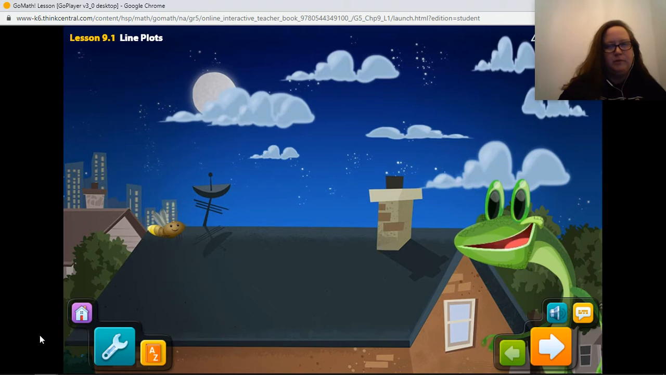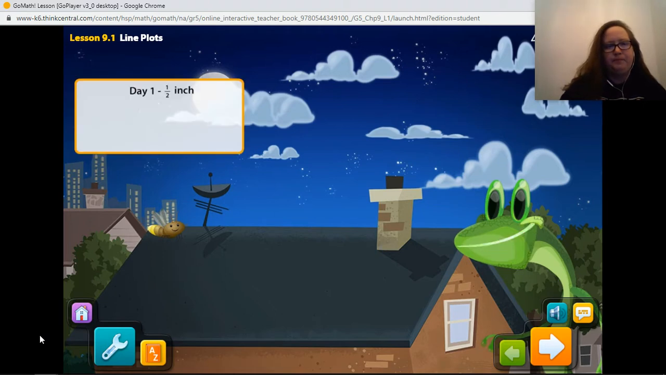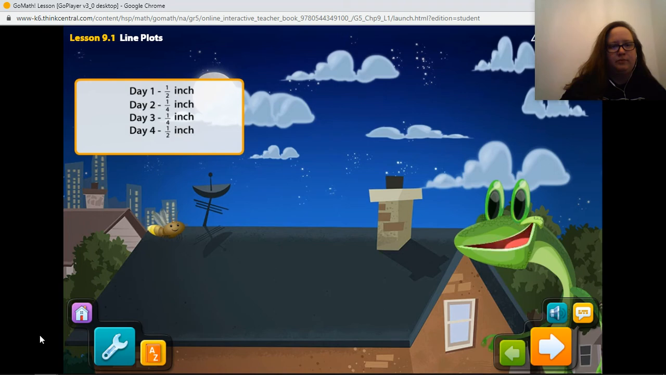It actually rained 1/2 of an inch on day 1, 1/4 of an inch on day 2, 1/4 of an inch on day 3, 1/2 of an inch on day 4, and 1/2 of an inch on day 5. So how much rain did we average for those 5 days?